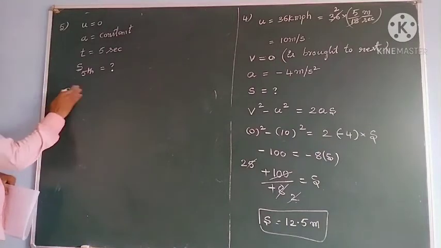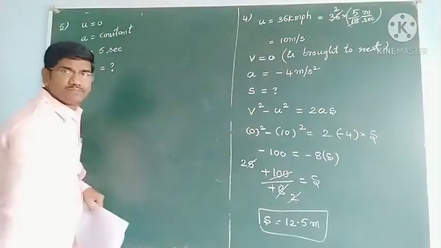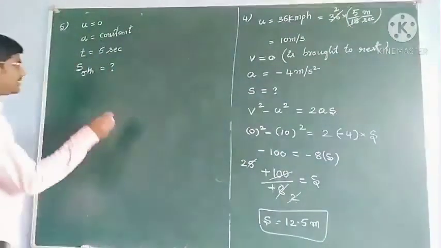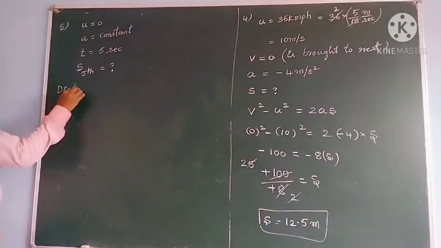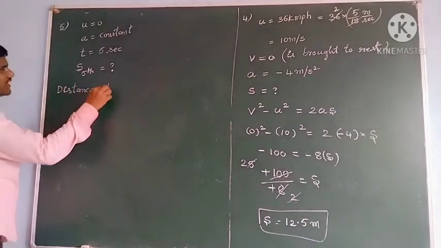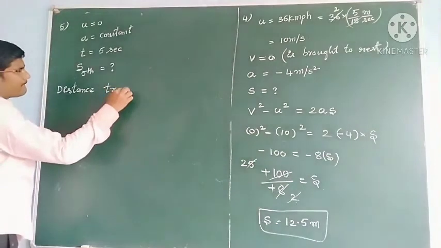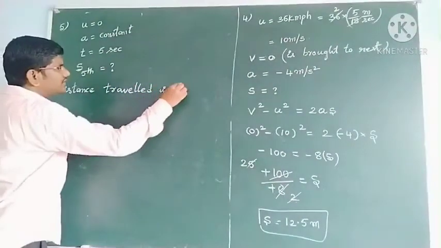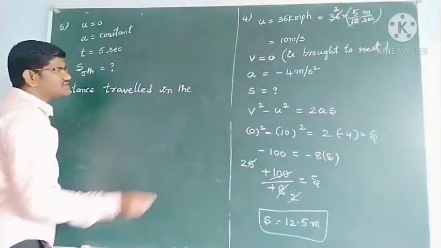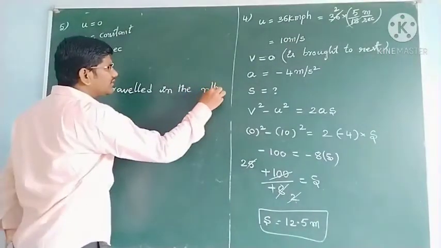The distance travelled in the nth second formula is what students? So we have the formula for distance travelled in the nth second. So distance travelled in the nth second.